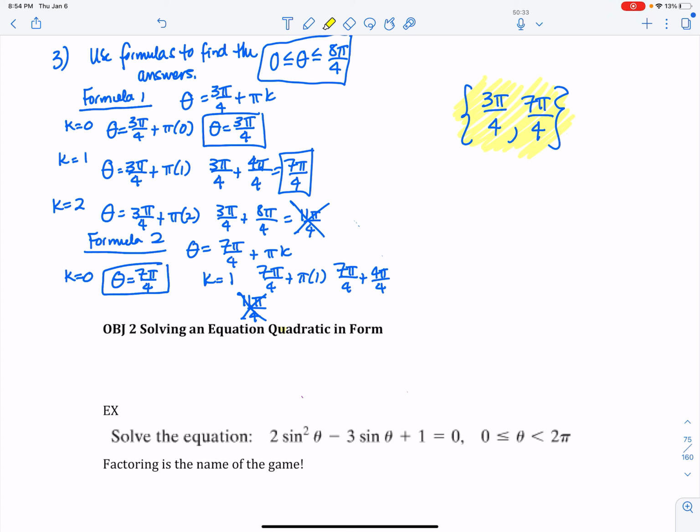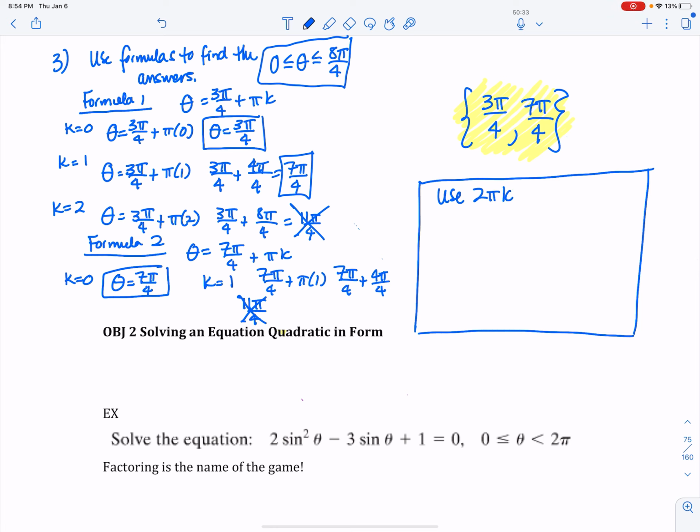So before I do objective 2, let's just run over when do we use 2 pi k and when don't we use it. So you're going to use 2 pi k for sine or cosine. Okay? You're going to use it when you have to come up with a general formula. And this is when theta is by itself, but it does not have a stipulation. Or if you have to use substitution, and then you have to find a formula. You have to use 2 pi k for that.